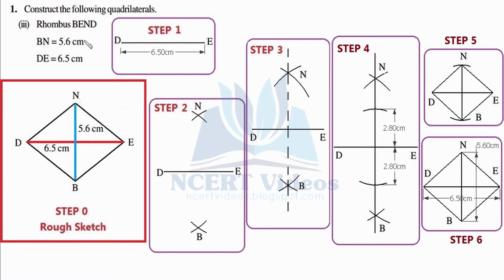So let's check continuity first of all. BN, well, they are not continuous, E is missing. Therefore, it must be one of the diagonals of this rhombus. Another one is the line segment DE. Again, D is missing in between, therefore it must be another diagonal of this rhombus.